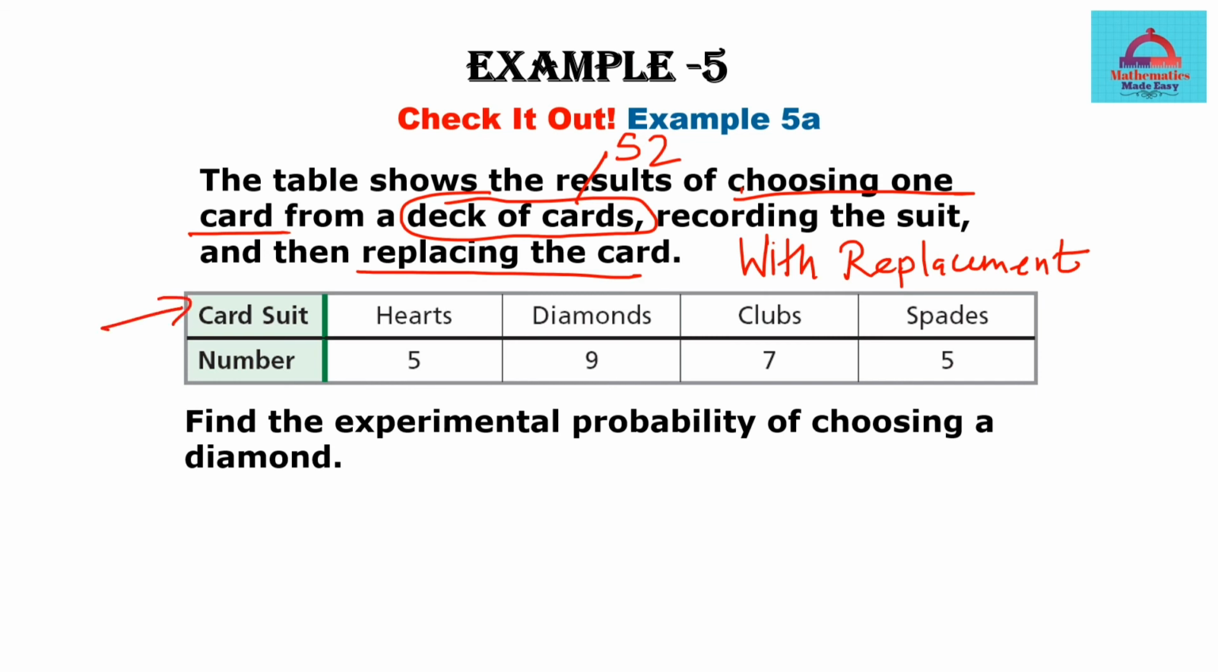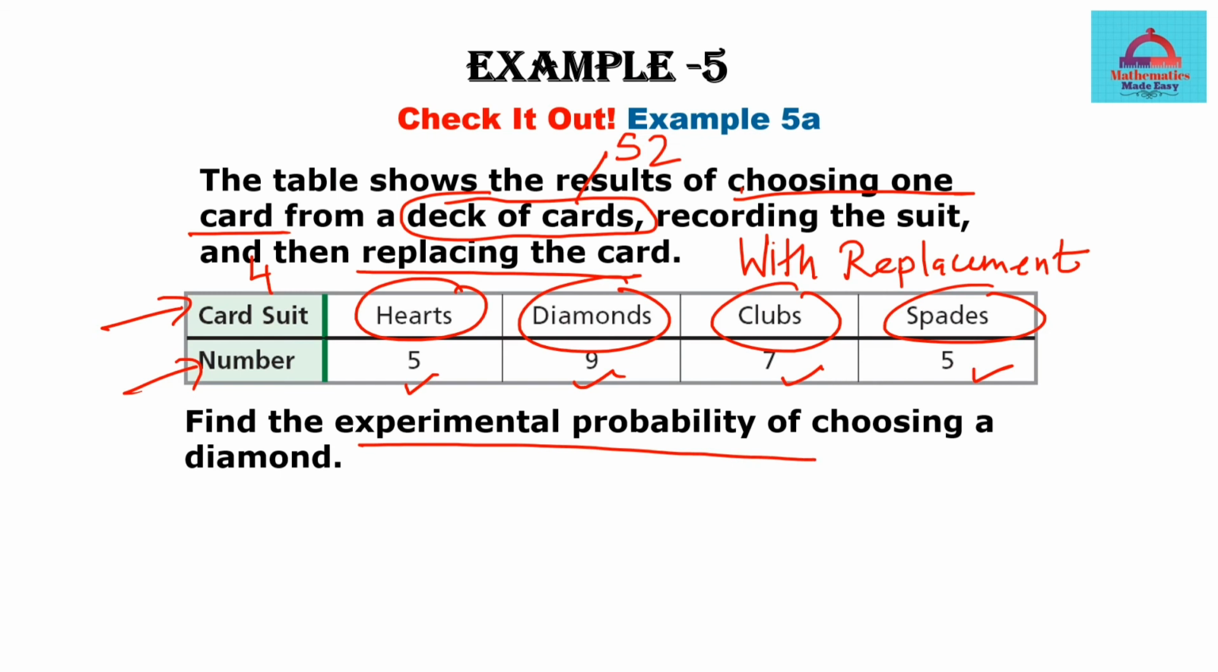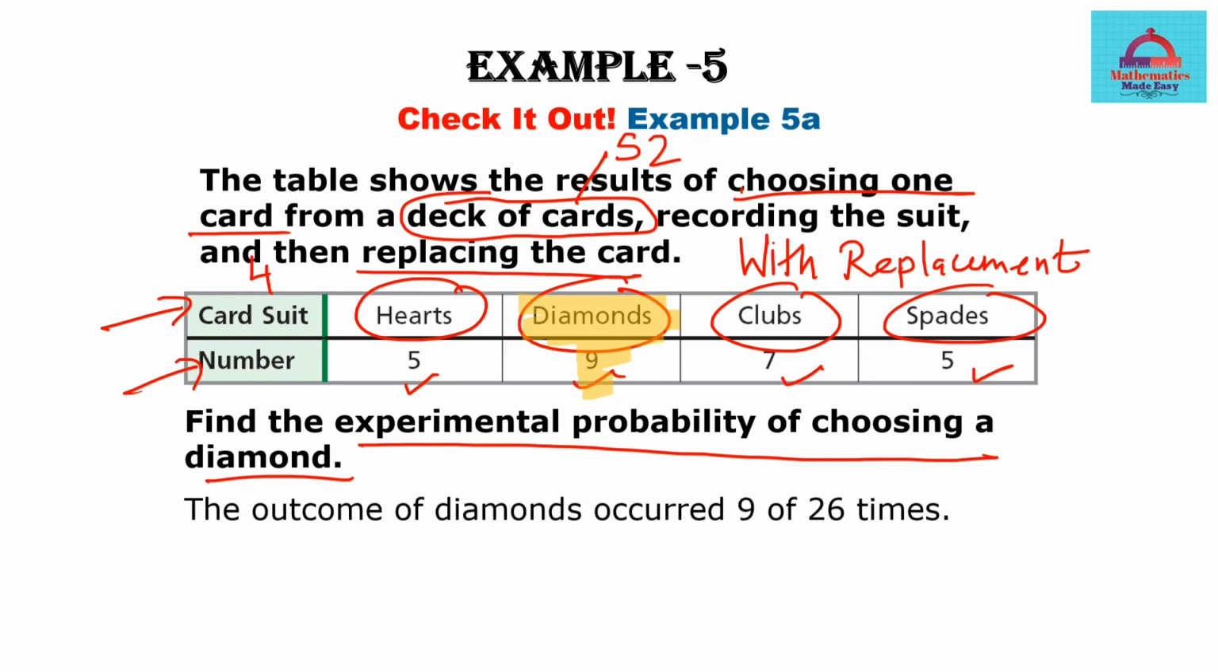So the various suits of cards are 4 suits, you all know. Number 1 is hearts, then diamonds, then clubs, and then spades. So the number which is coming favorable to each of these card suits: for hearts it is 5, for diamonds 9, for clubs 7, and for spades 5. You need to find the experimental probability of choosing a diamond. That means our favorable outcome here is coming from the suit of diamonds, which has number 9 as the favorable outcome. So therefore we can say the outcome of diamonds occurring would be 9 out of 26.